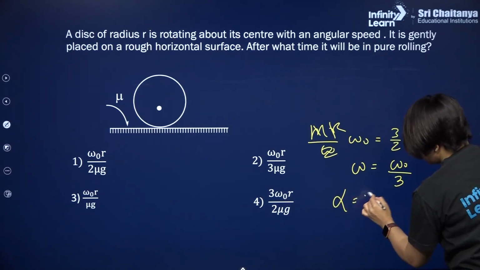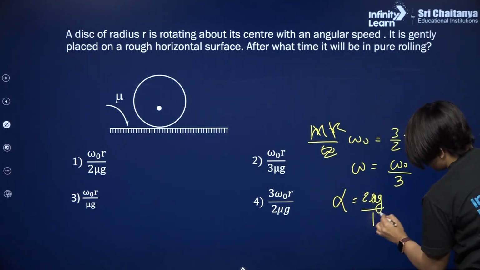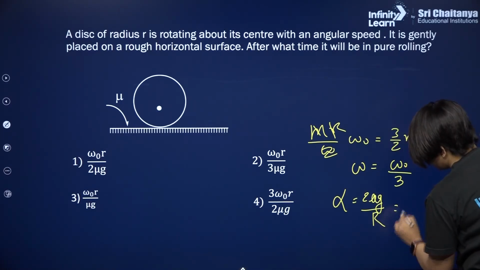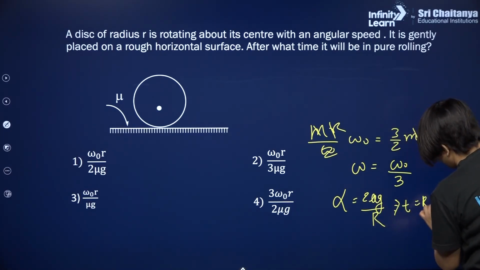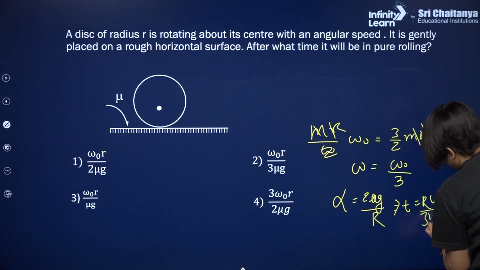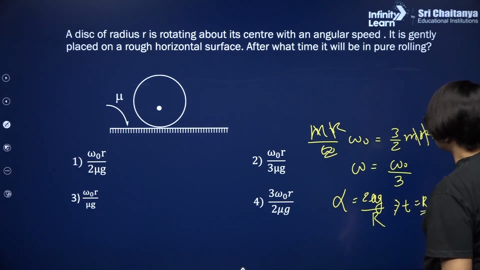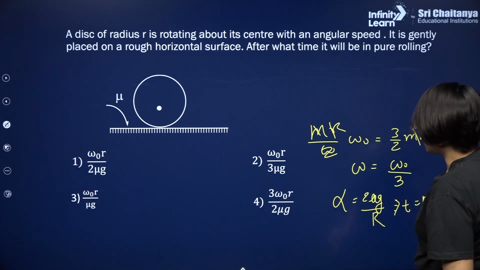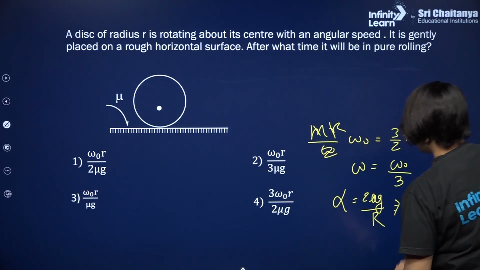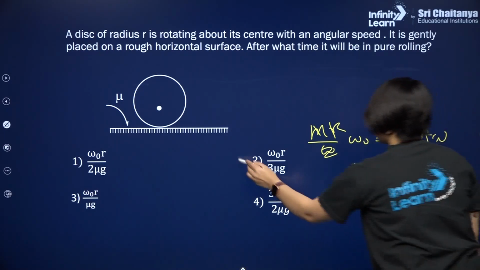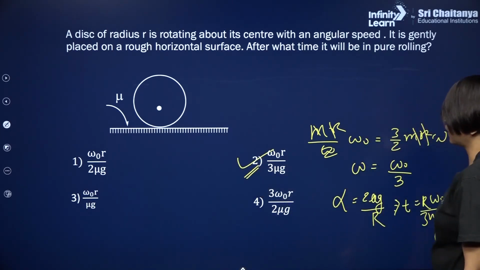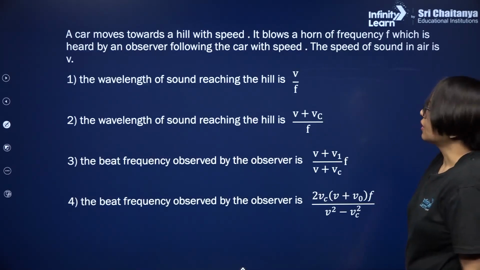So alpha over here is 2 mu g upon r, and that is equal to, it will give you the value of time as r omega naught divided by 3 mg, right? Alpha is omega naught in omega into t, right? So r omega naught upon 3 mg is 3 mu g is the correct answer, which is option 3. Okay, option 2.